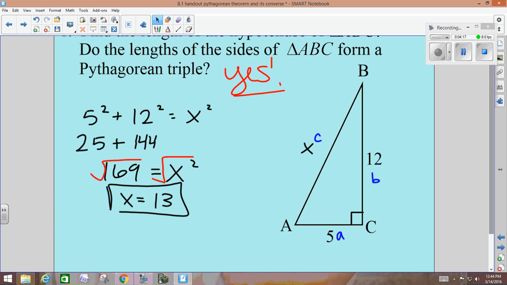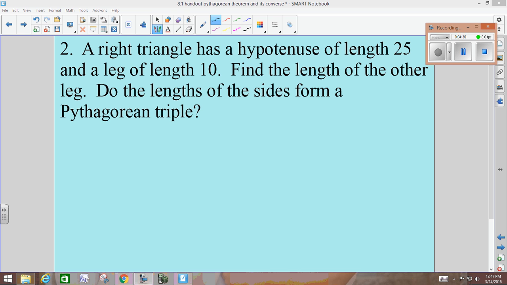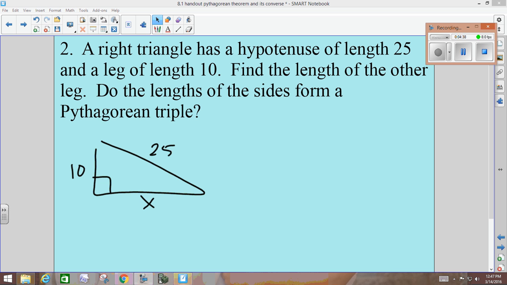Okay, let's go to example 2. A right triangle has a hypotenuse length of 25 and a leg length of 10. Find the length of the other leg, and it asks if it's another triple. If you draw a picture, make sure that across from the right angle is where you put your 25, because it says the hypotenuse is 25. Then the other two are your legs. It wouldn't matter where you put the 10.